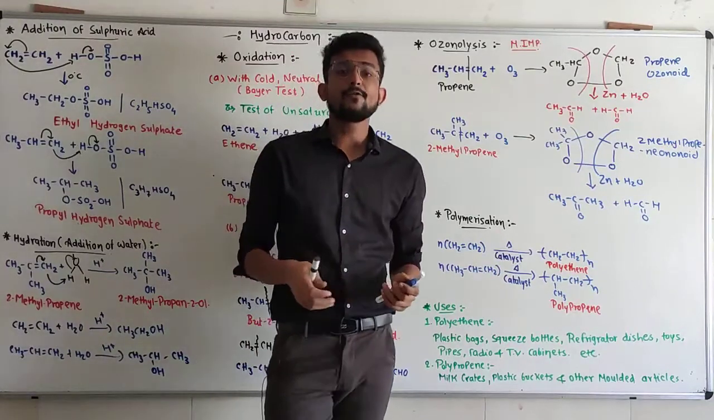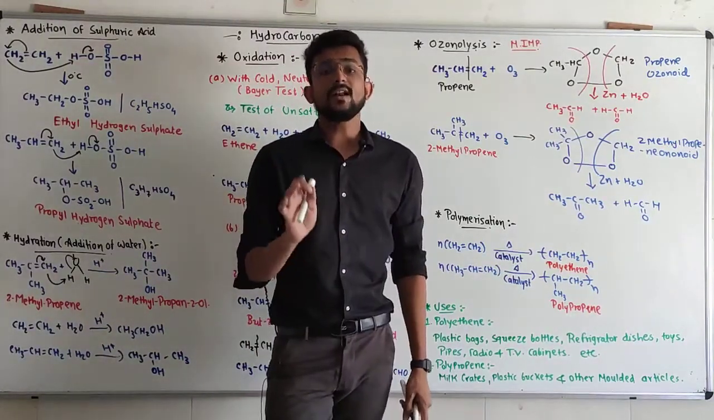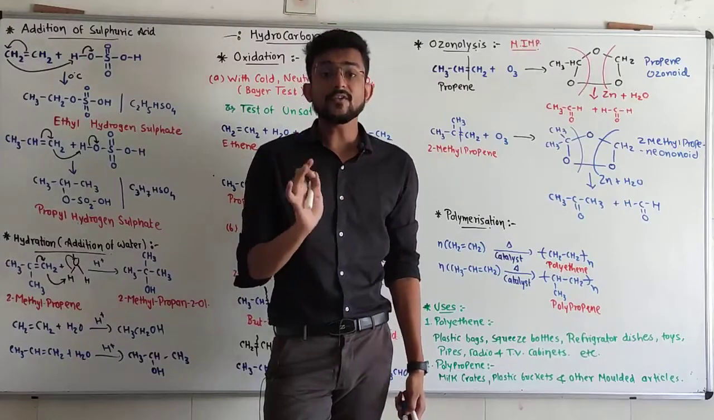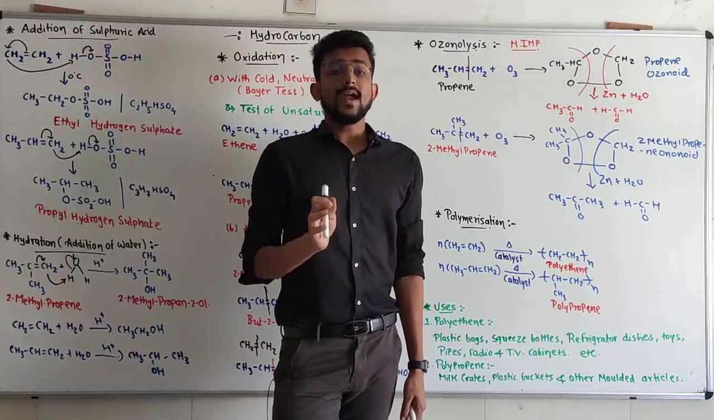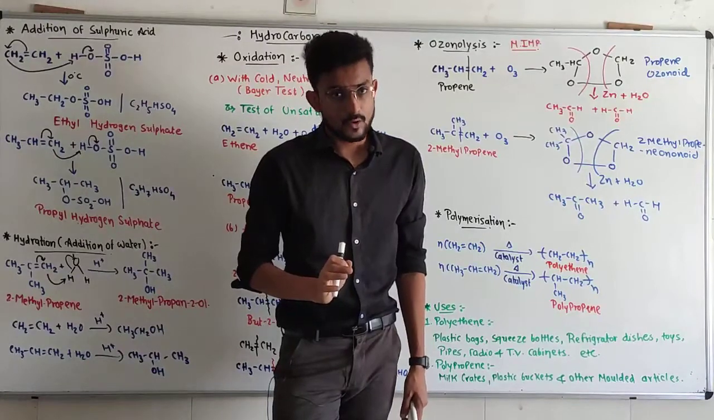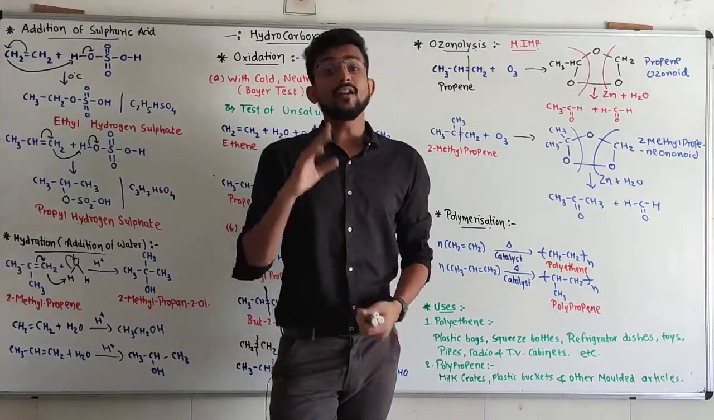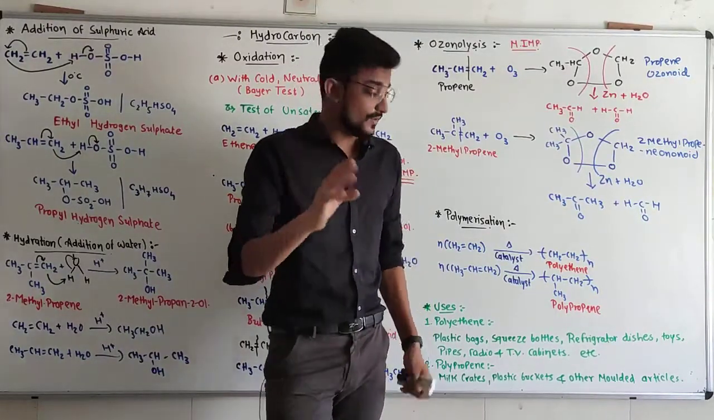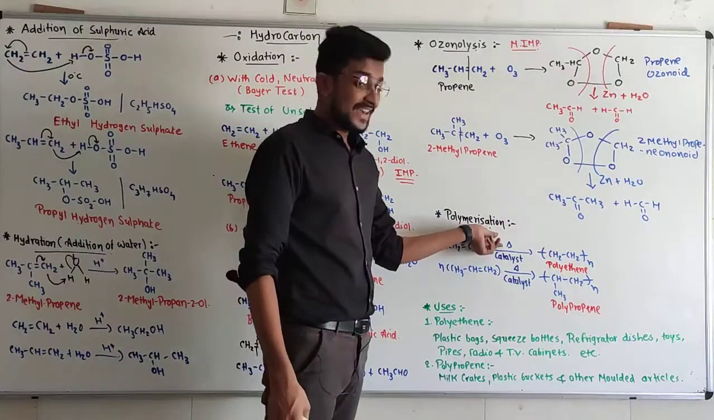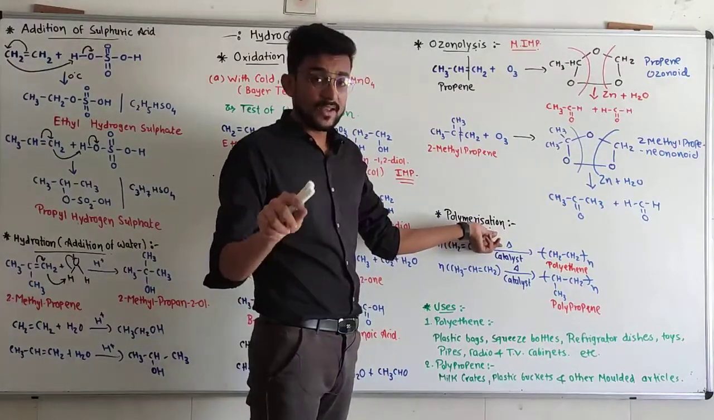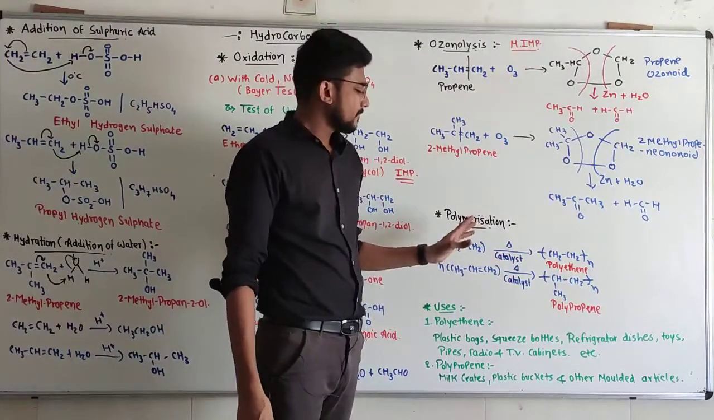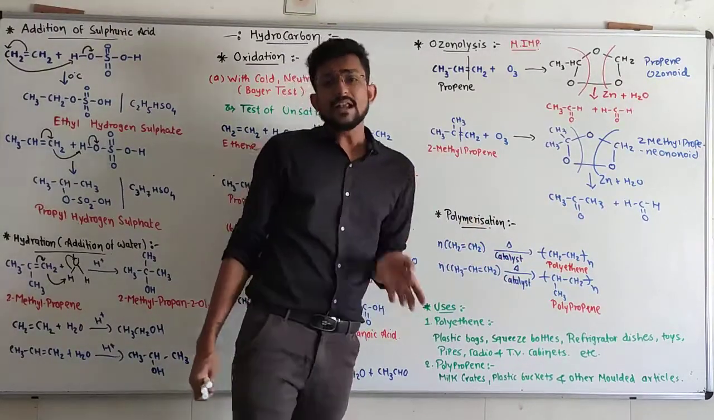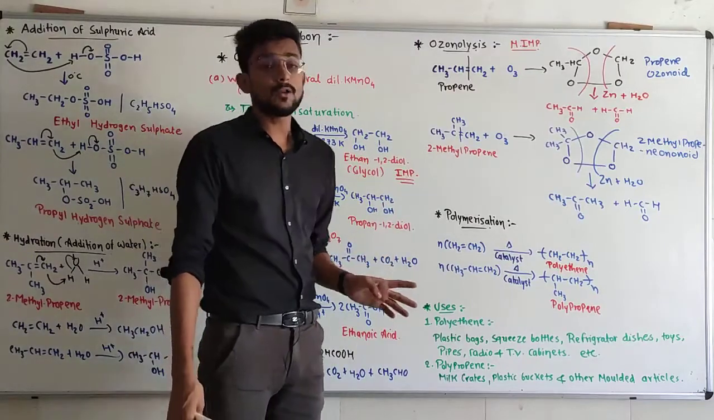Suppose we have 50 molecules of ethene, and all the molecules have a pi bond. So 50 pi bonds will be broken at the same time. That's why a very high temperature and pressure will be required in the presence of a catalyst. Which catalyst? That will be different for different types of polymers.